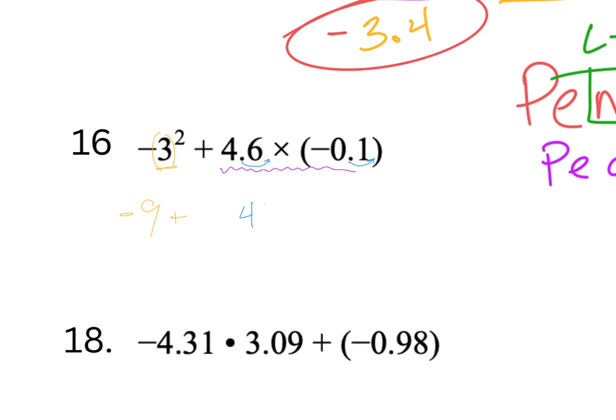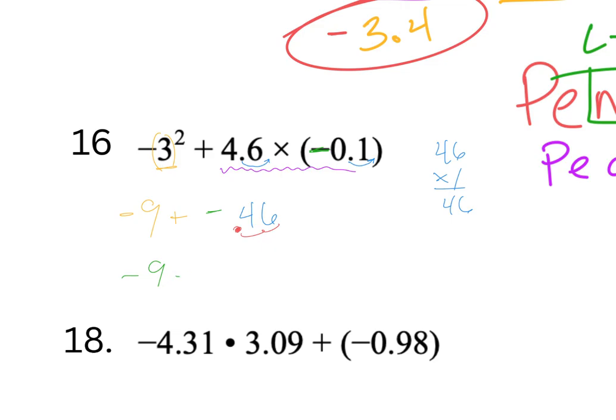I'm going to write just regular 46, because if we had 46 times 1, it would be 46, right? And that's kind of what we have here, yes? So now is where we move the decimal 2 places. So 1, 2, right there, okay? And then don't forget the negative. So it's -9 plus -0.46.